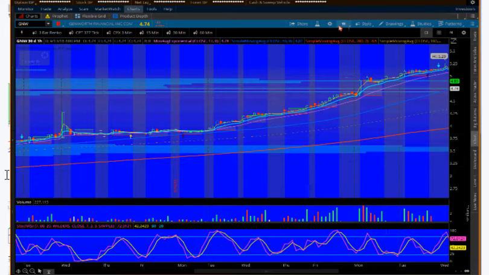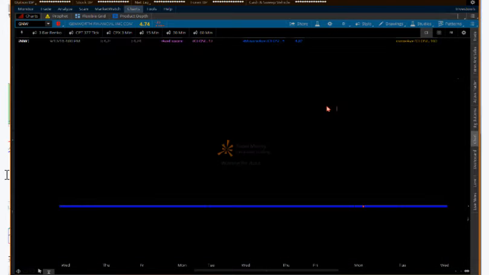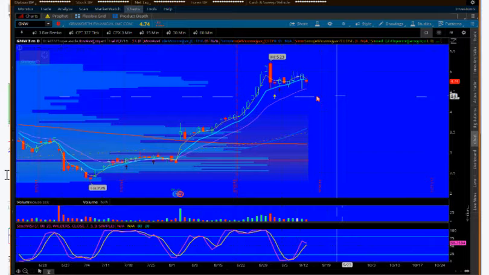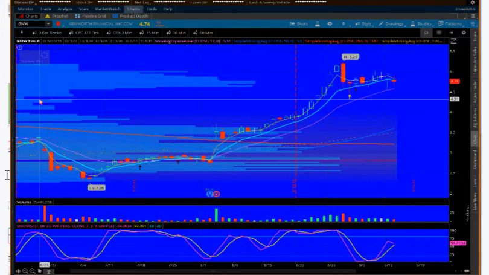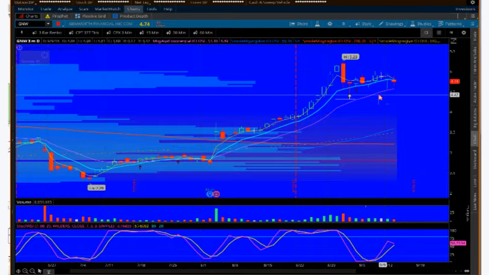Now, you guys are going to ask, why do you use the 17 instead of the 20? I don't know. I've always used the 17. It works for me, and I refuse to change. I used to use the 20. I used to use the 13. I tried it. The 17 seems to be smooth enough, but also reactive enough. That's why I use an exponential versus a 20 simple.